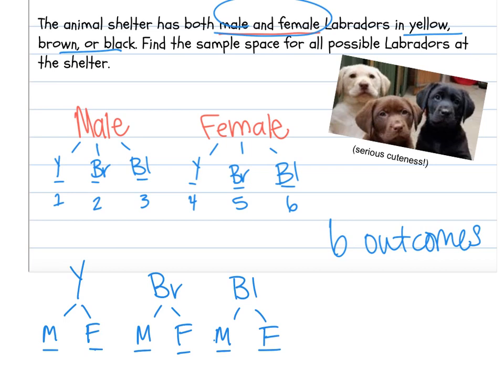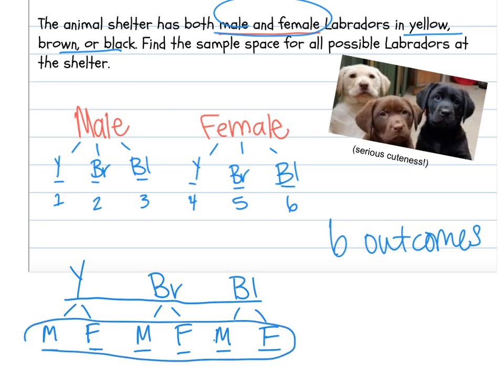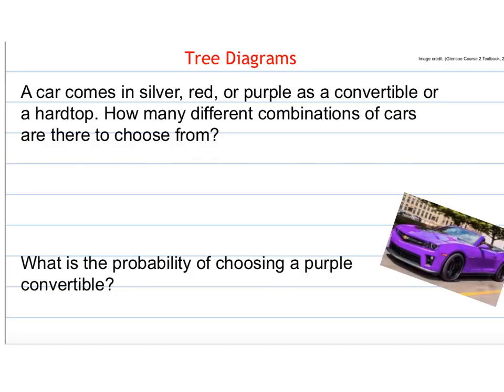You do not count the top part. You only count the outcomes down at the bottom. Because when you count this male here, it's already including the yellow up above. And when you count this female, it's already counting the yellow up above. So if you count them again, it's a duplicate. So you only count what's at the bottom.